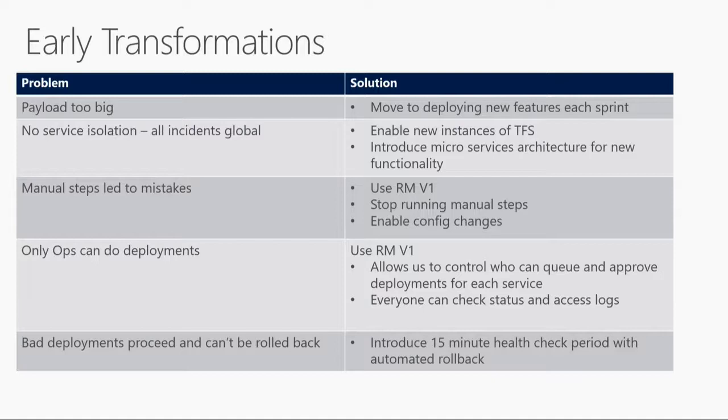The other problem was serializing everything through the operations team. With only ops doing deployments, RM gave us the capability to have access control around who could queue deployments and who could approve deployments. So this was really enabling for the engineering team to be able to deploy ourselves, especially as we spun up more microservices. We wanted the team that owned the microservice to have control over when they deployed and not have to rely on a central team or some higher up to give approval for their deployments. So it enabled those workflows, which was very good.